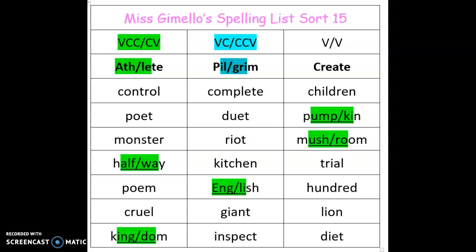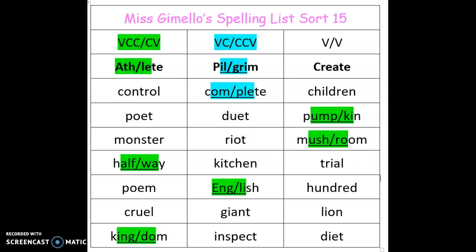That is the pattern that we're following. So there's a few that belong in this group as well. We have complete, monster, kitchen, control, hundred, inspect, children. So let's see. We have complete. That follows the vowel, consonant, split, consonant, consonant, vowel. That would fall under this category.